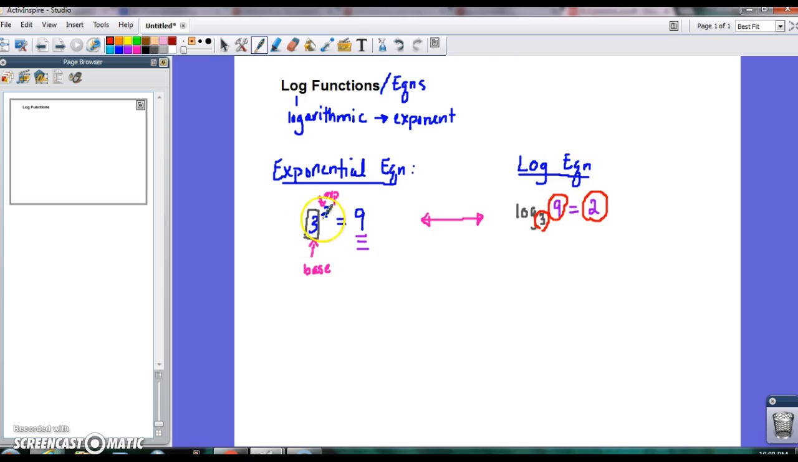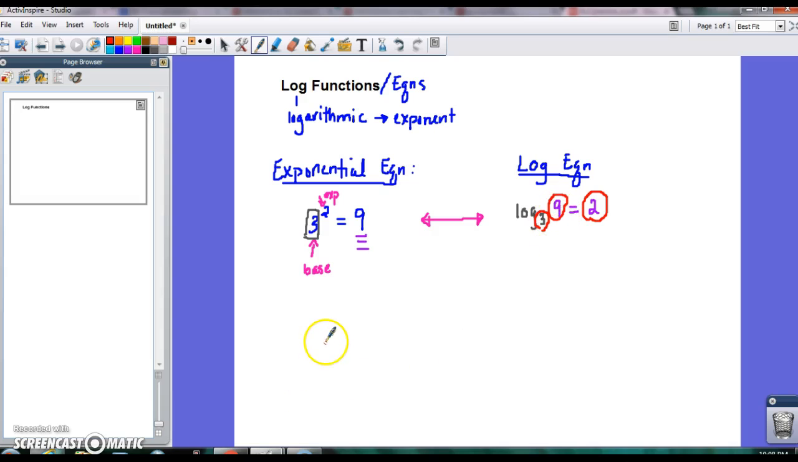So notice where the pieces go. There's only 3 numbers in this equation. There's only 3 numbers in this equation. They're in different spots, but recognize where they go. 3 is your base. It's written as a subscript. 2 is your exponent. It's written on the other side of the equal sign. This answer here, 9, is what this is right here.